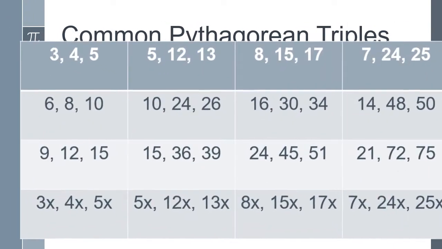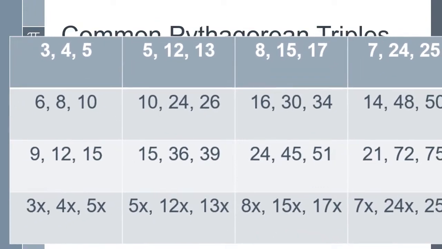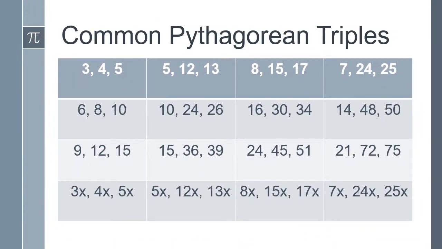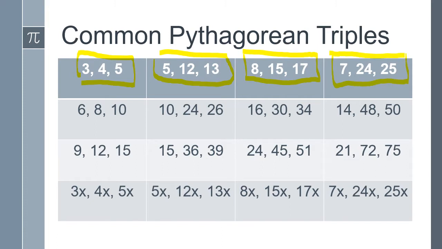So here are some common Pythagorean triples that we'll see. Take a look at this, and this is where it's important to notice. Each of the top parts of this are the classification groups, and those are the initial four we're going to talk about: 3, 4, 5; 5, 12, 13; 8, 15, 17; 7, 24, 25. Those are the common triples that we see used.